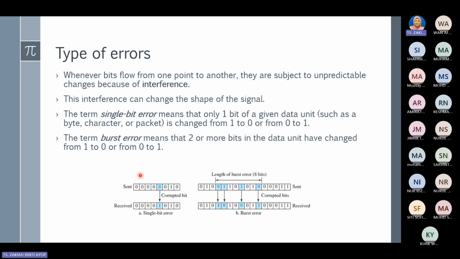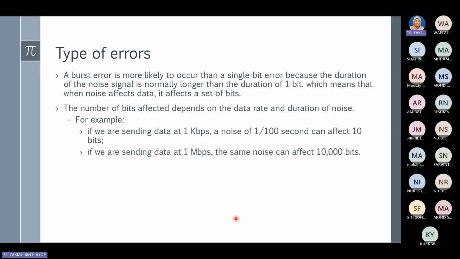Look at figure A here. And then a burst error means that two or more bits in the data unit have changed from 1 to 0 or 0 to 1. A burst error is more likely to occur than a single bit error because the duration of the noise signal is normally longer than the duration of one bit, which means that when noise affects data, it affects a set of bits.